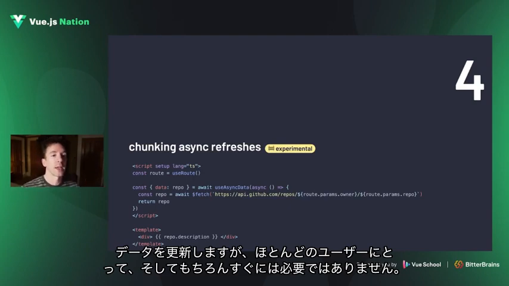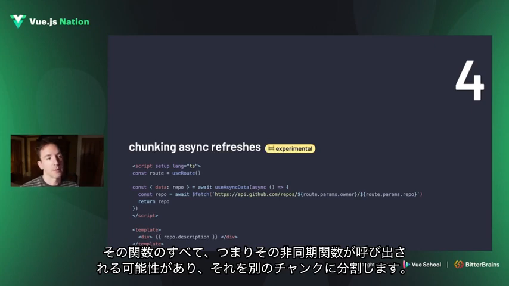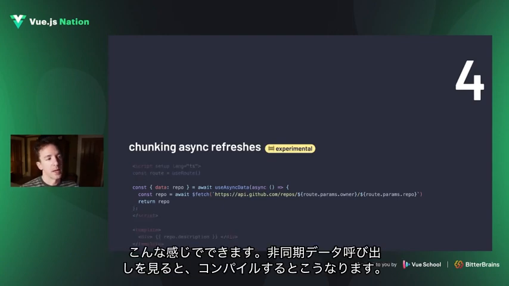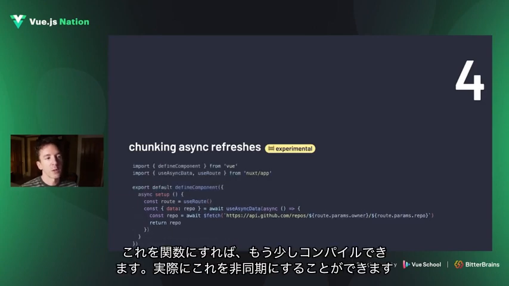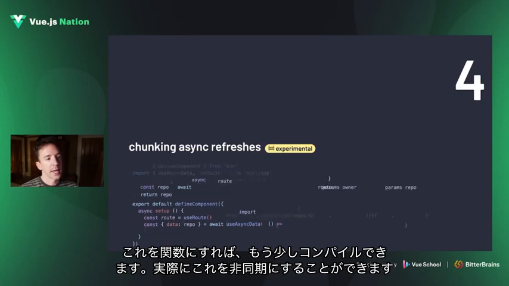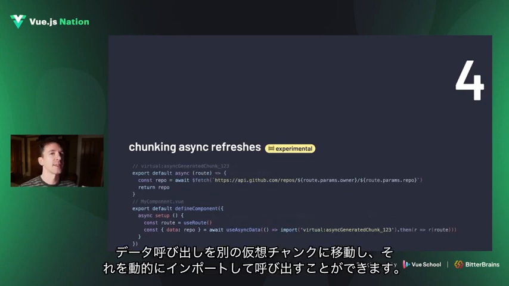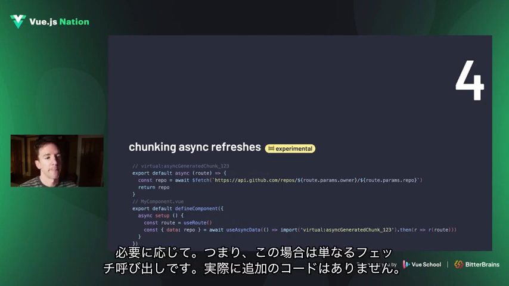So why not take all of that function, that async function that might be called, and separate it into a different chunk? So we can do something like this. Looking at that async data call, this is how Vue will compile it into a function. So we can do a little bit more compilation. We can actually take that async data call and move it into a separate virtual chunk, which we can then dynamically import and call as required. Now in this case, it's just a fetch call. There's no real additional code.